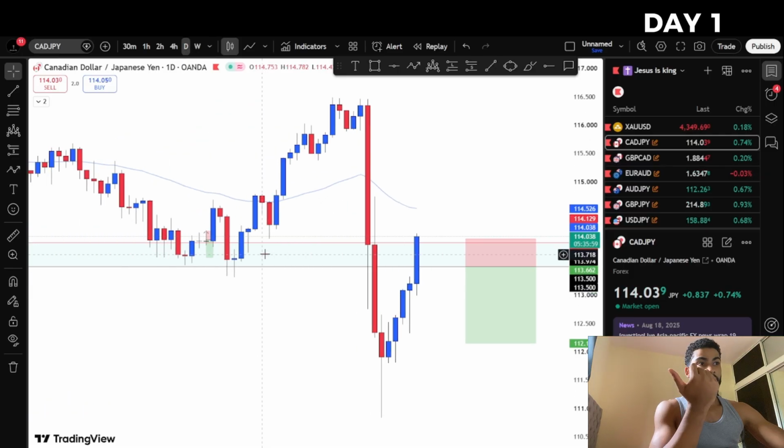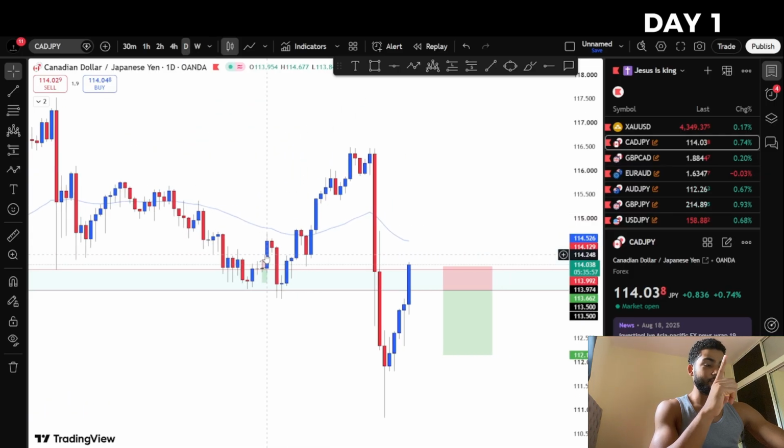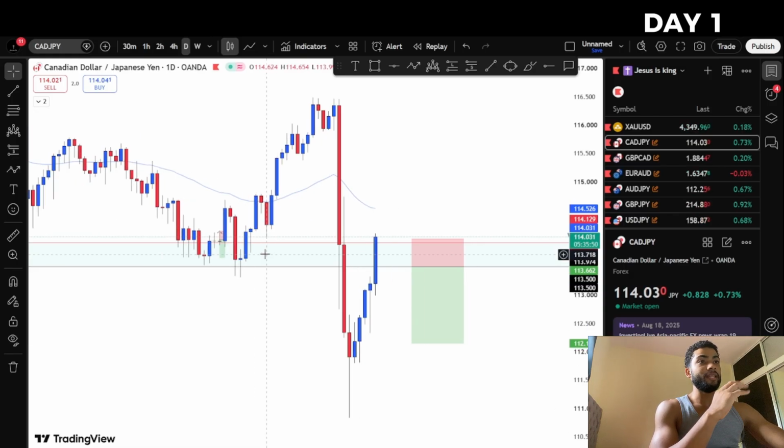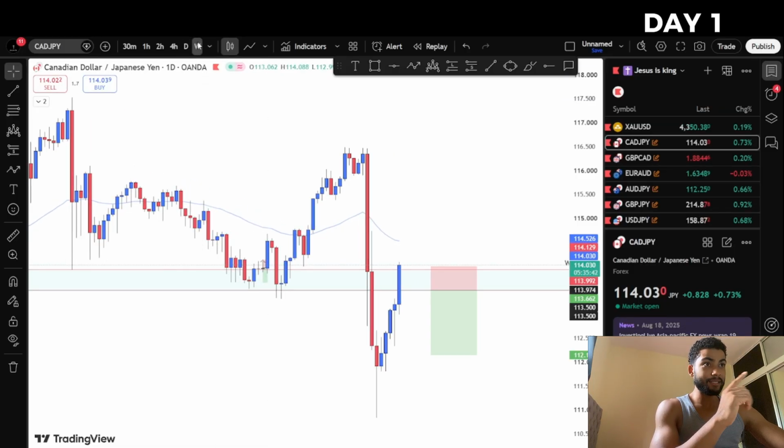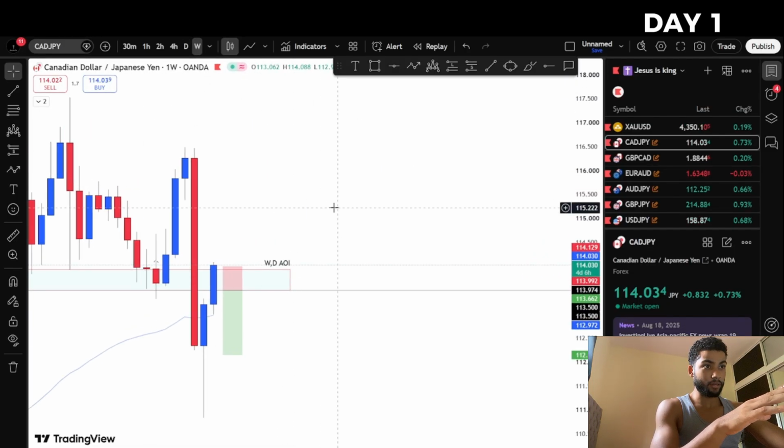I go down to the daily and I find my daily area of interest. But in this scenario happens something that I love to see, and that is when the weekly area of interest also overlaps the daily area of interest. As you guys can see, this is the weekly area of interest that I just marked up.